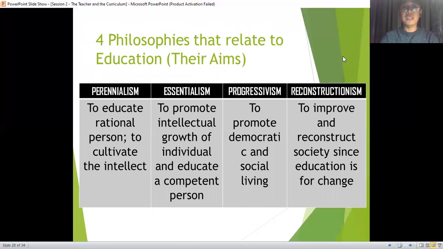So under perennialism, your aim is to educate the rational person and to cultivate the intellect. So it's about honing of the mind, which is similar to essentialism. But here, it's more of abstract reasoning. The focus is on abstract intelligence, rational person, making the learner rational in terms of making decisions about life. Very philosophical. Here we see the schools before.